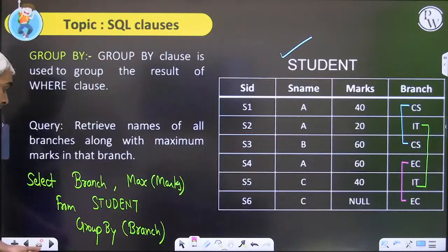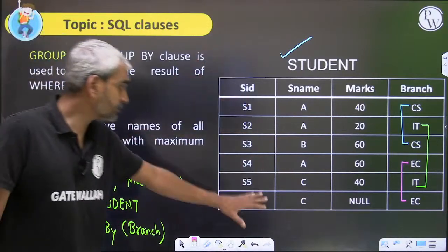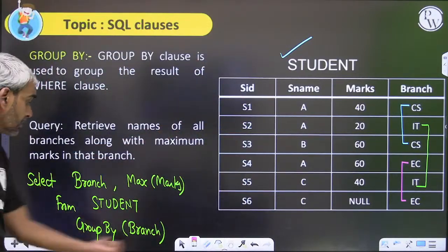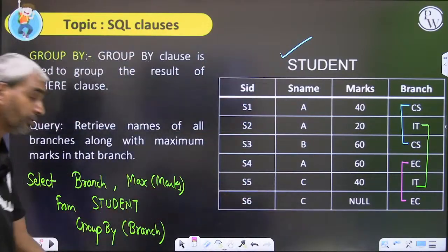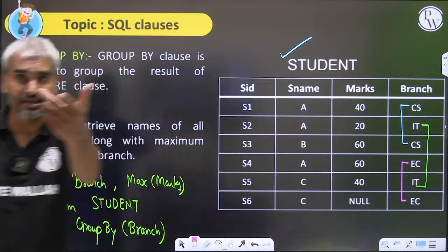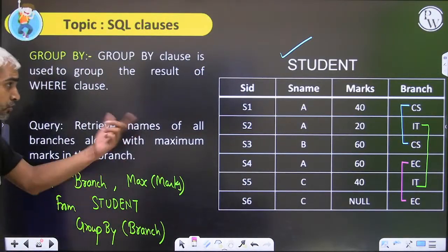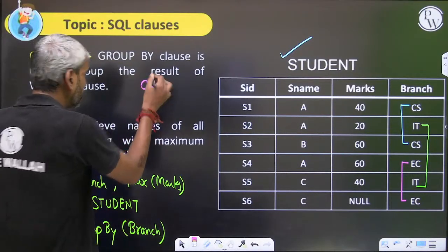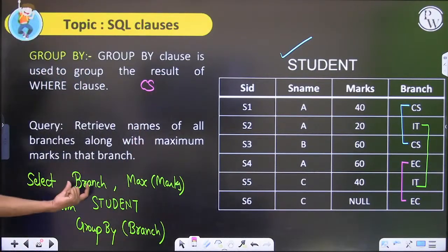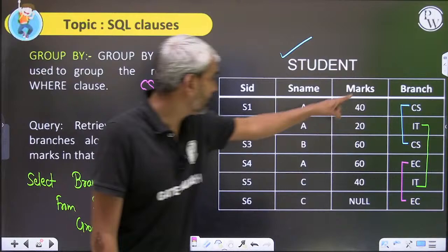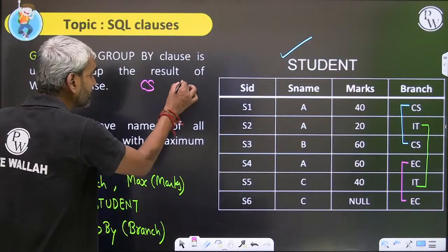So what happened? Sir, from student, taken student table, no where condition, group based on the branch, no having condition, therefore all the groups are selected. Therefore, for all the groups, the condition is true. So first group is, let's say, CS. For CS, maximum marks will be 60.